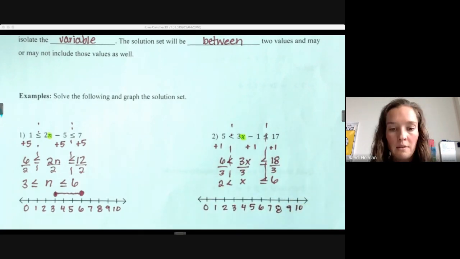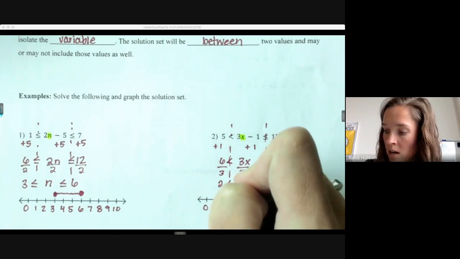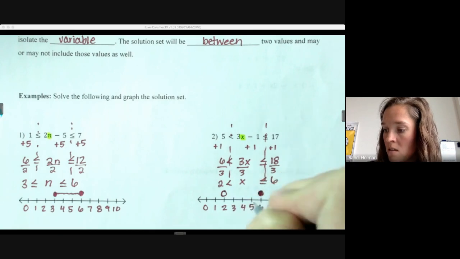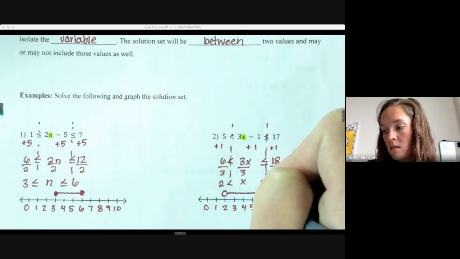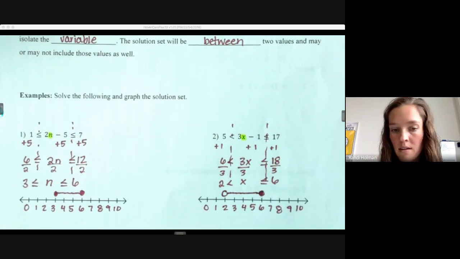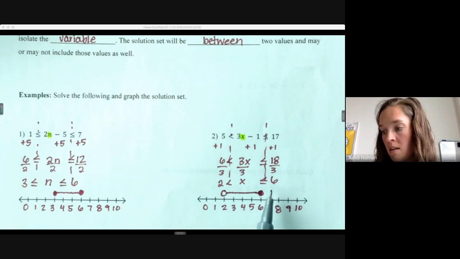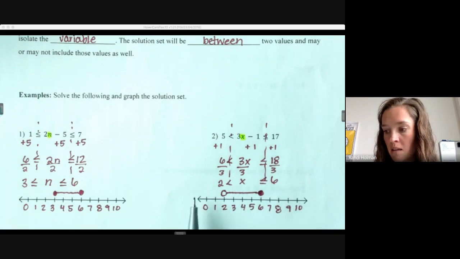Fill in your number line from there. Ended up with the same number line. Okay, we're not going to include 2. We are going to include 6, and it's all the values between 2 and 6. Not filling in 2 because we're just greater than 2, and we are going to include 6 because we're less than or equal to. Check to see if it makes sense.